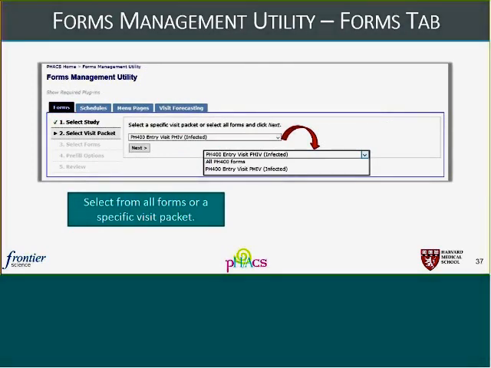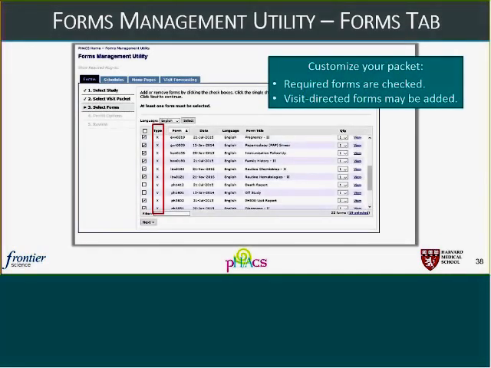The next screen gives you a listing of either you choose from all PH400 forms or you can pick a particular packet. If you pick a visit packet, you'll see all of the forms required for that visit listed here. And the required forms are marked with an X and visit-directed forms are marked with a V, and if you need those, you can click the box to the left.